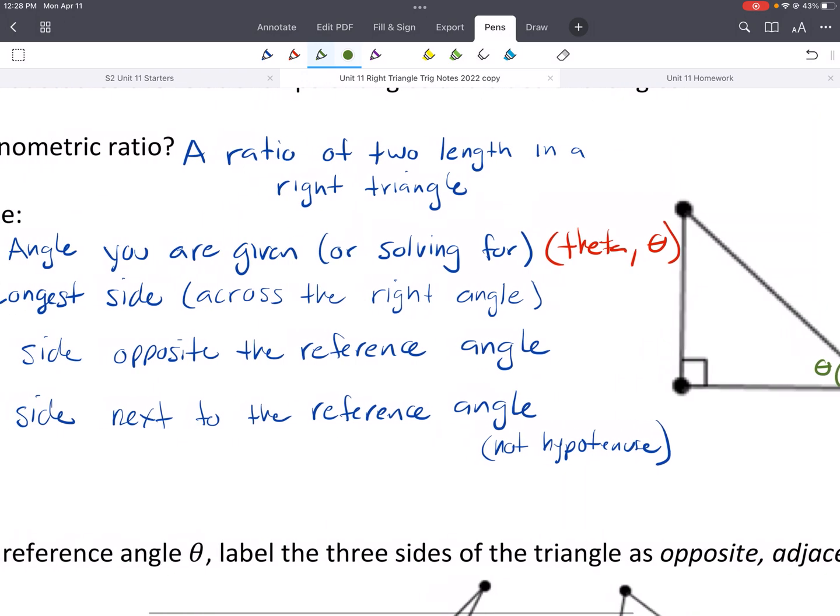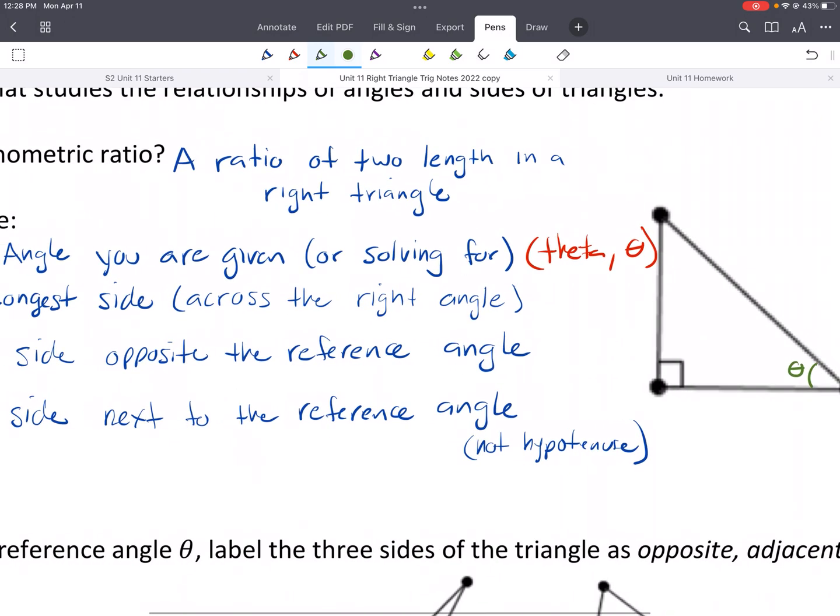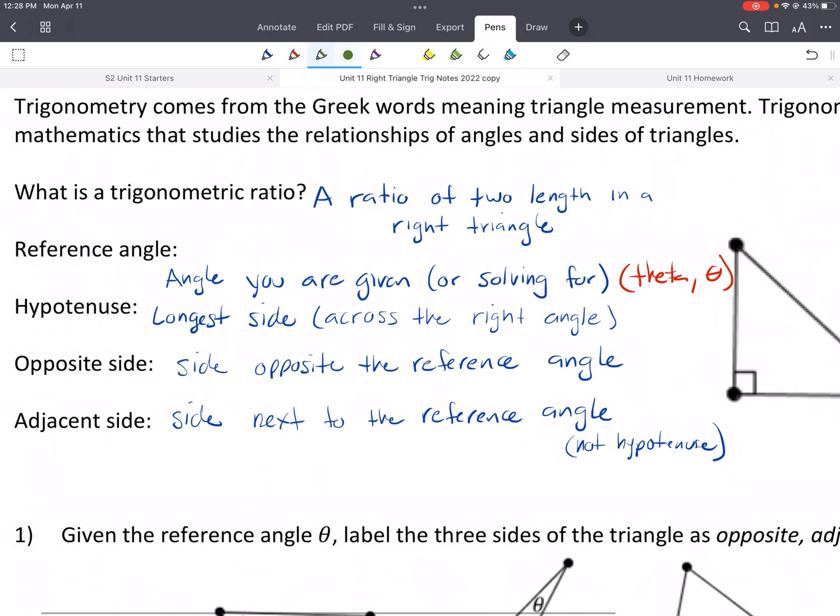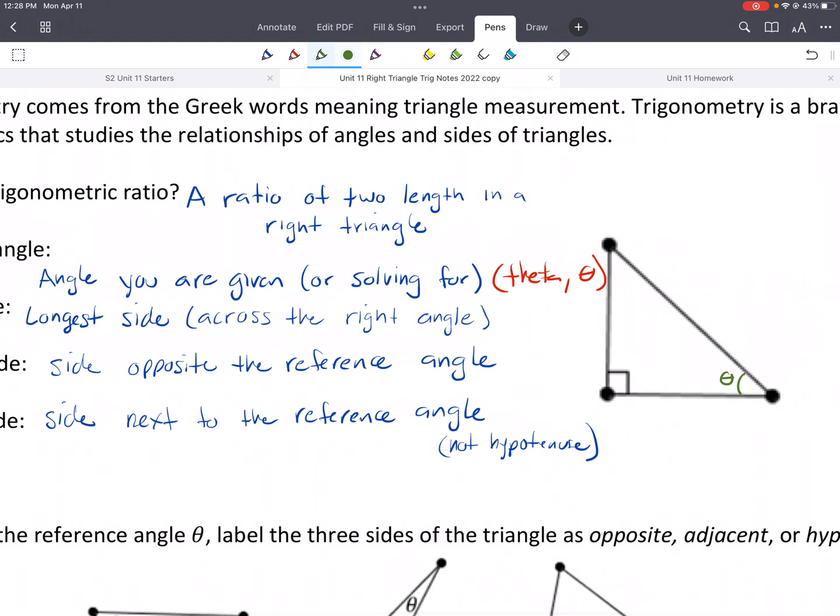All right. We also want to be able to label the sides of the triangle, whether they be hypotenuse, opposite, or adjacent. You're probably familiar with hypotenuse when you did the Pythagorean theorem. The hypotenuse is always the longest side. It's always across from that 90 degrees. So this would be our hypotenuse.